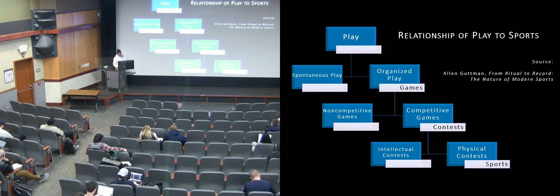Professor Gutman's schema is super neat and very satisfying. Everyone who plays any sport is playing, and a bunch of people who are playing either spontaneously or non-competitively or intellectually are not playing a sport. To know which box to put something we see someone doing in, all we have to do is observe whether what they're doing meets four criteria: play, organized, competitive, and physical. Check, check, check, check. It's a sport. Sweet. Looks like my work is done, but to be sure, let's test it out.